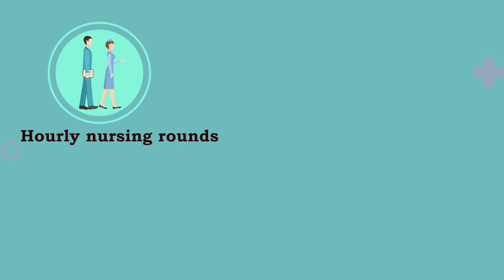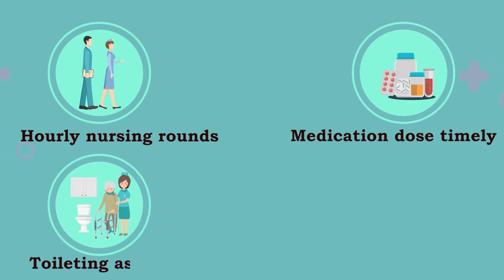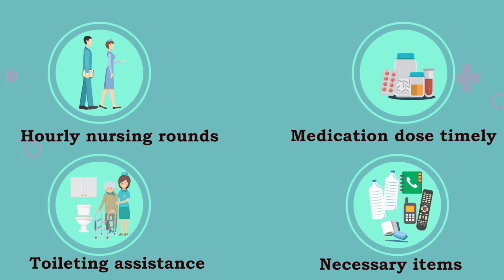An effective way to reduce call light frequency is to remove all the reasons for call light in the first place, such as take hourly nursing round to ascertain and meet patient need, offer medication dose timely and toileting assistance, put necessary items like water, remote, telephone within patient reach.